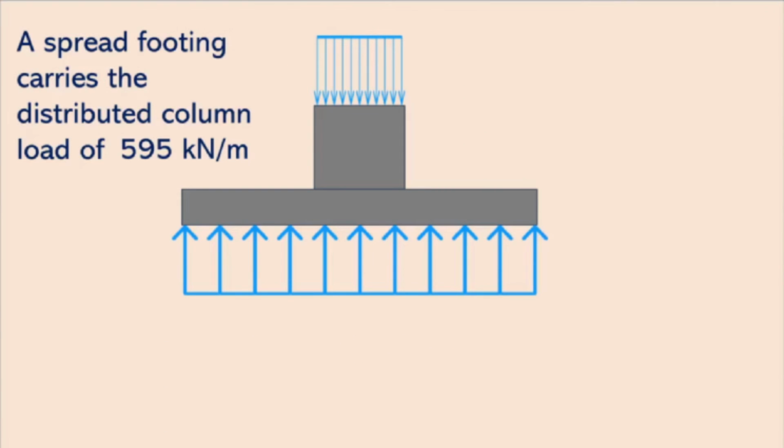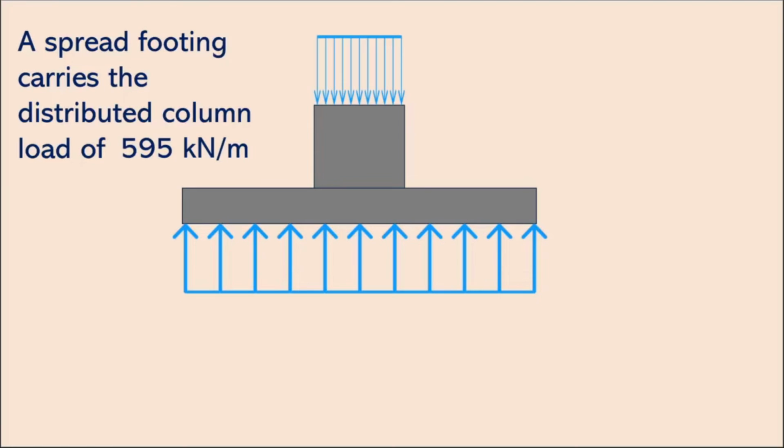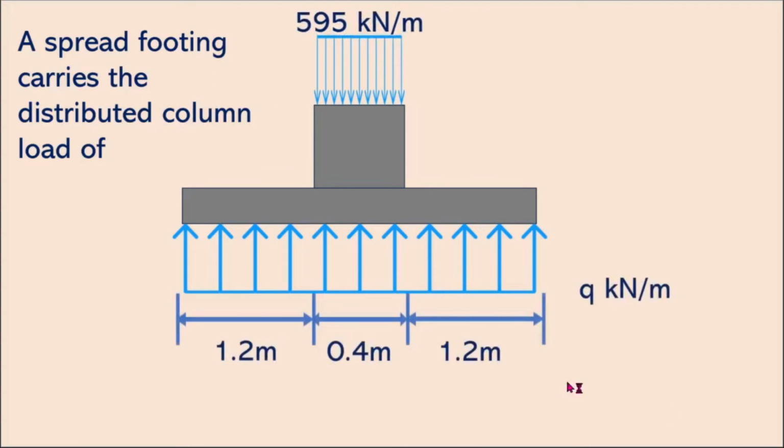Now, we have our next example. This is not necessarily a difficult problem. However, most students are not aware of the technique that they can apply in order to solve this one. And so we have a spread footing that carries a distributed column load of 595 kN per m. And so this will be our configuration. Yan. And then, we have these distances.